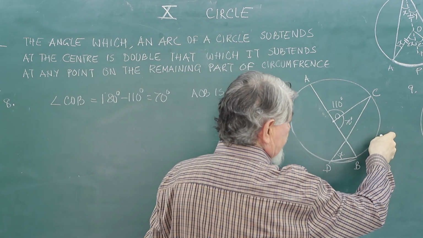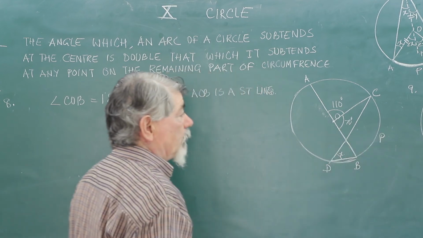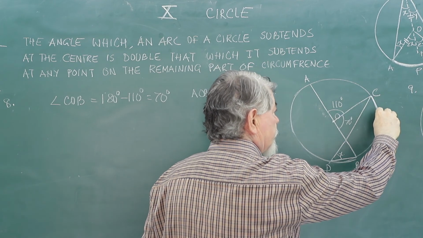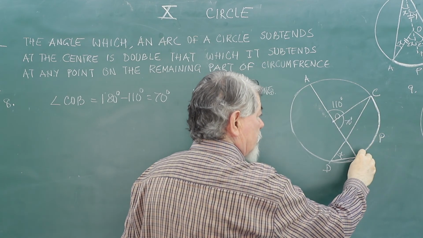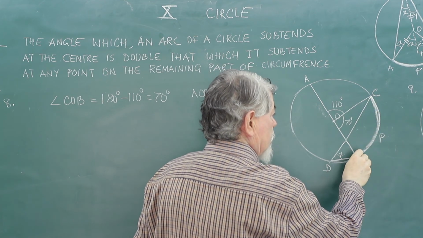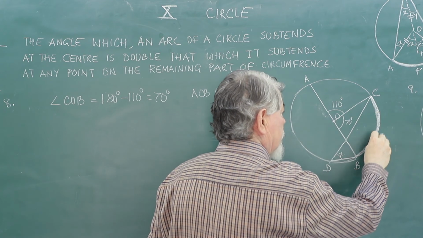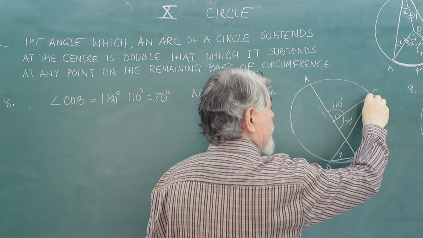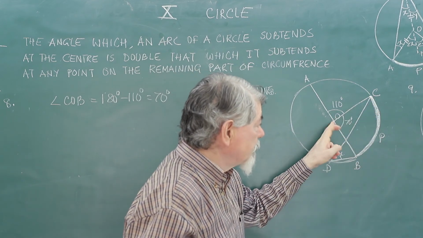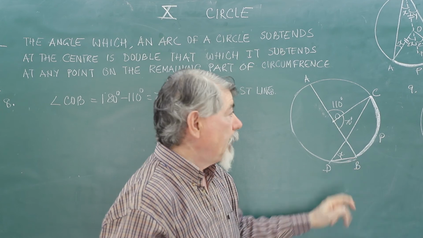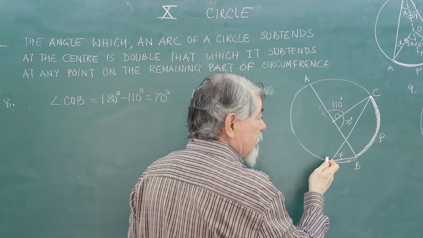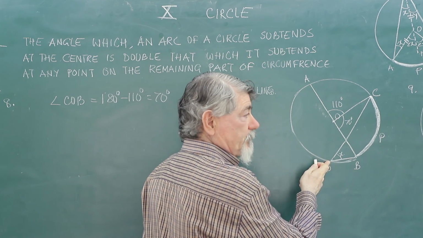Let me name this CPB. Now the arc CPB, you can see it. The arc CPB subtends angle COB at the center, and arc CPB subtends this another angle at the circumference of the circle.